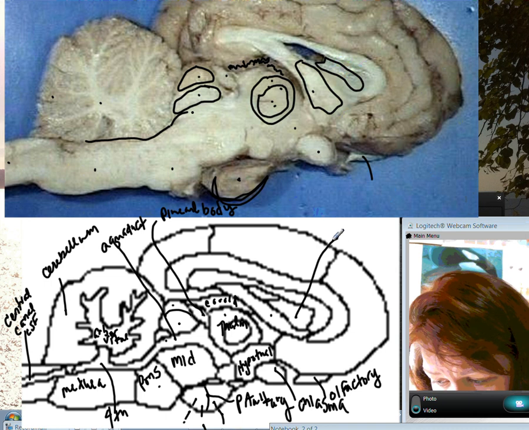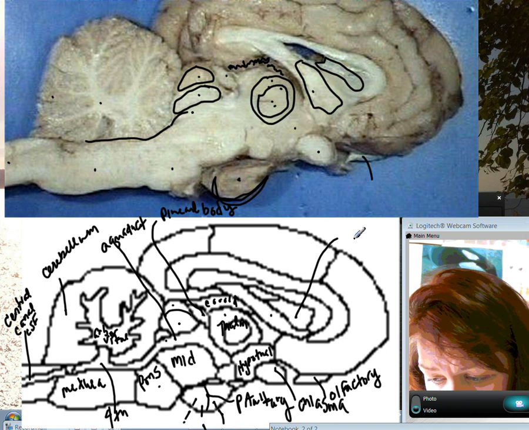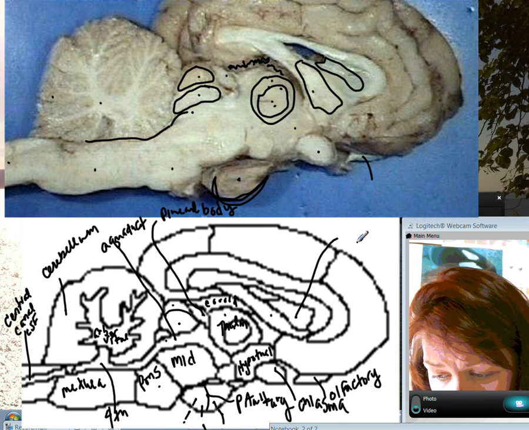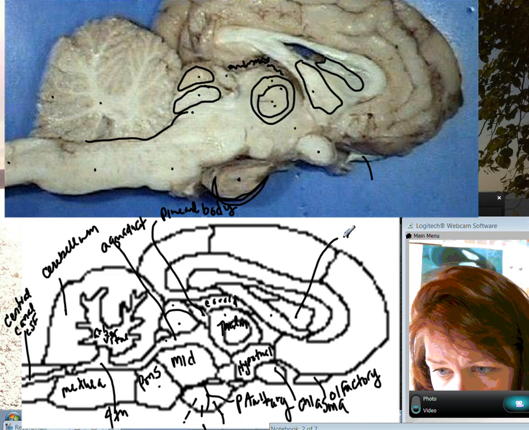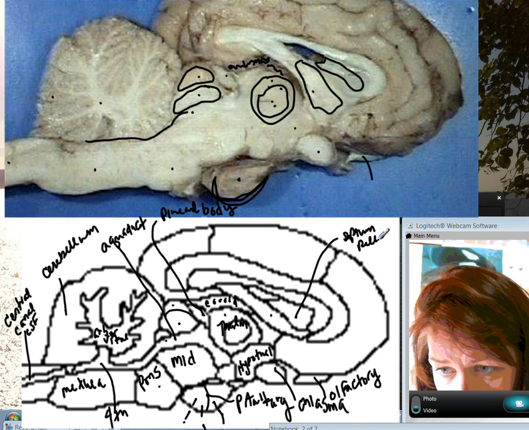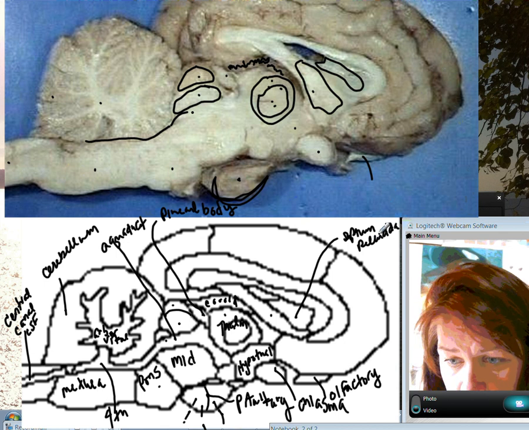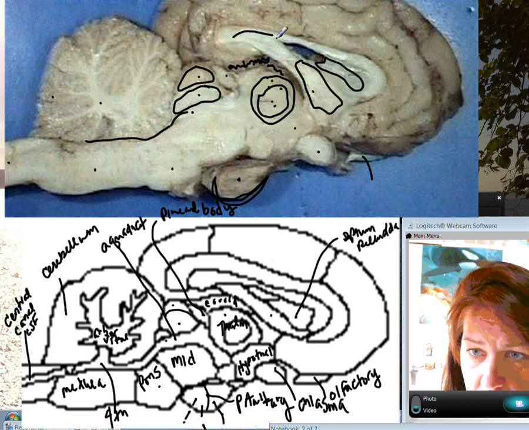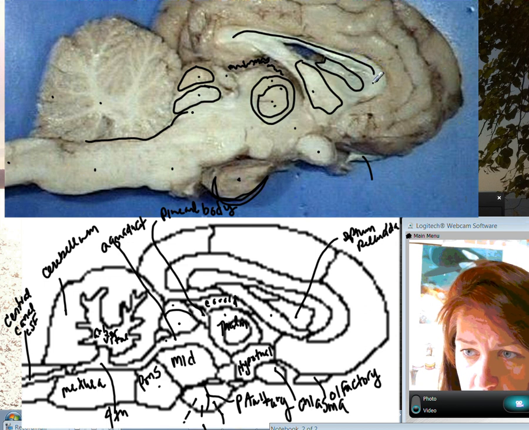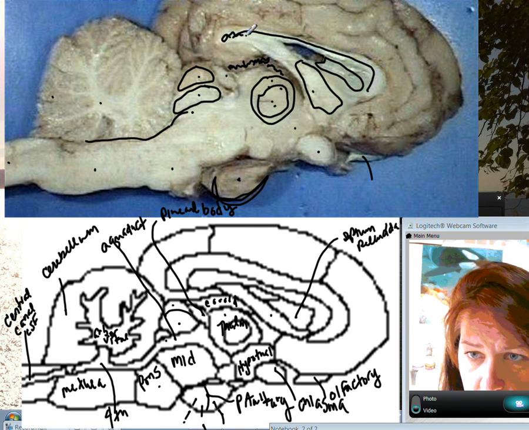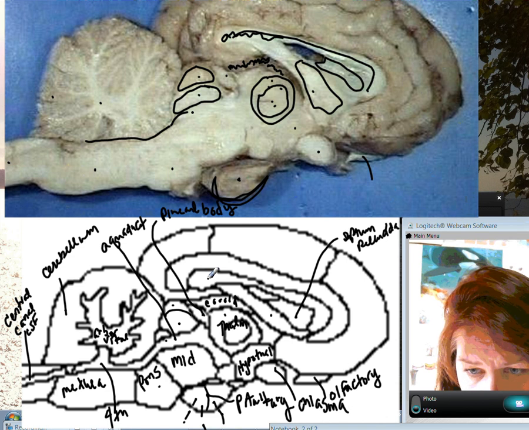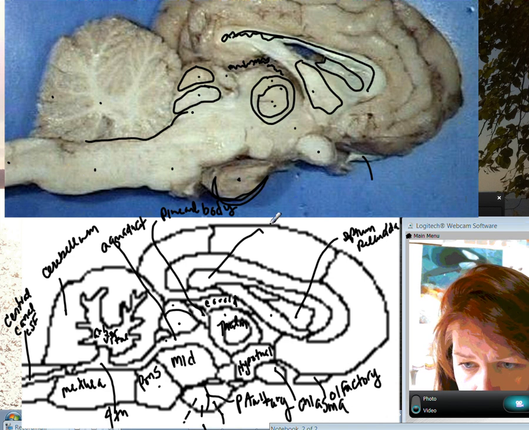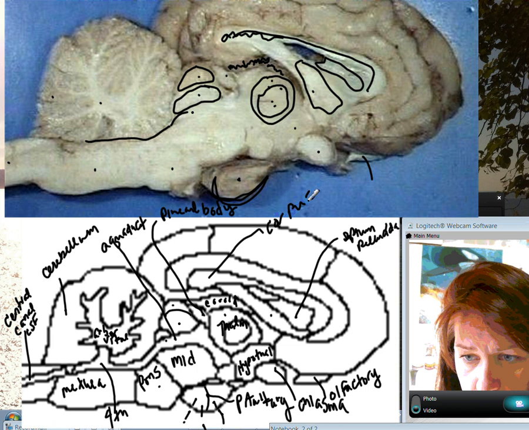In here, septum pellucidum, I think. Septum pellucida, L-U-C-I-D-A. Septum pellucida. Now, this white region right here, anywhere, if I put my needle anywhere in here, this white region is right here, the corpus callosum. Corpus callosum.